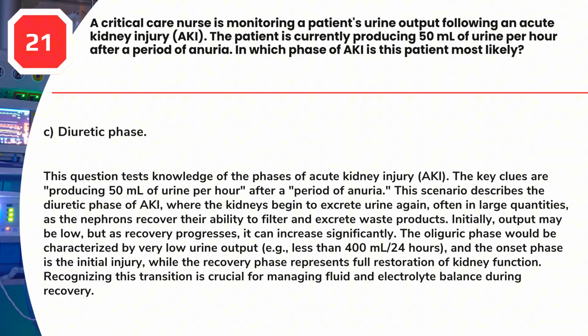The oliguric phase would be characterized by very low urine output, e.g., less than 400 milliliters per 24 hours, and the onset phase is the initial injury, while the recovery phase represents full restoration of kidney function. Recognizing this transition is crucial for managing fluid and electrolyte balance during recovery.